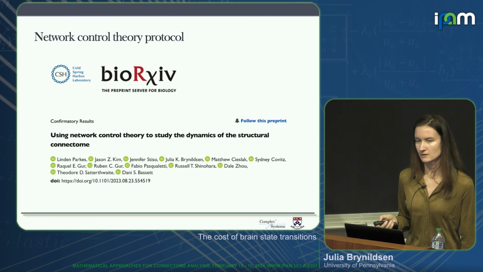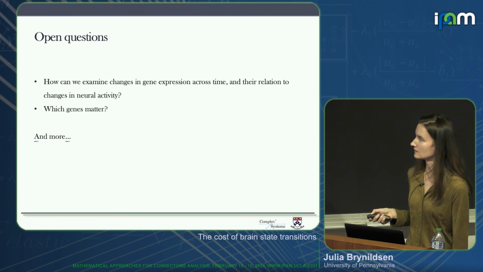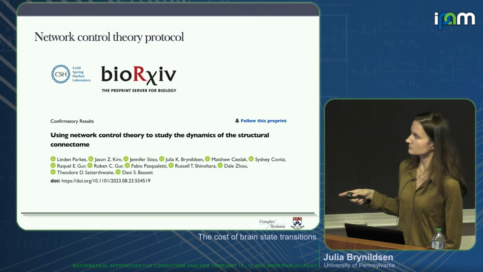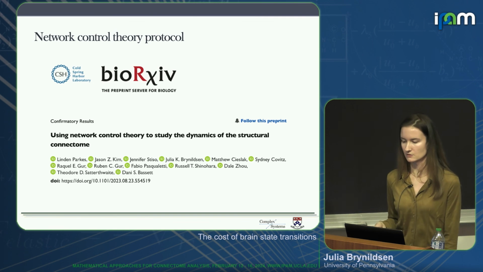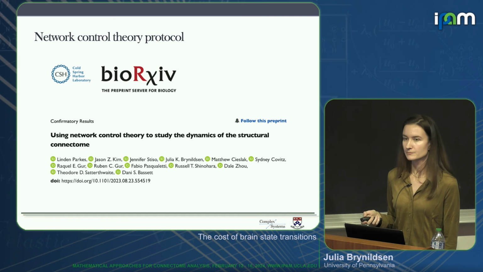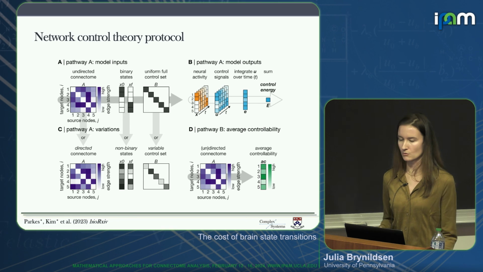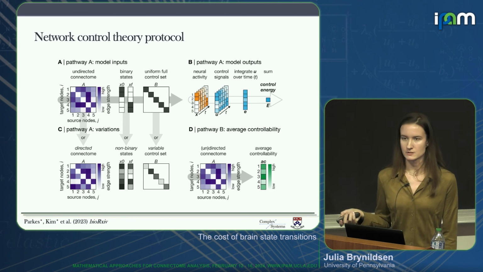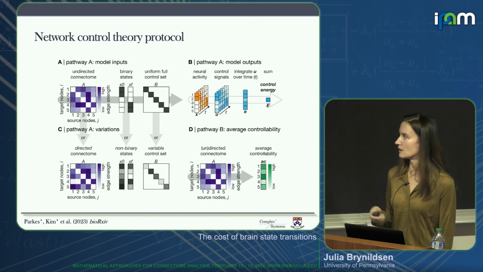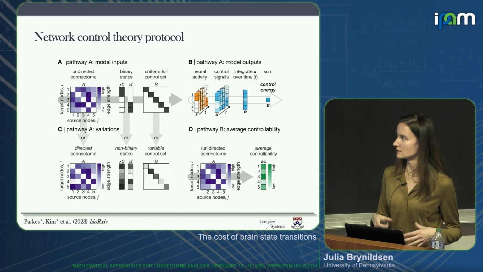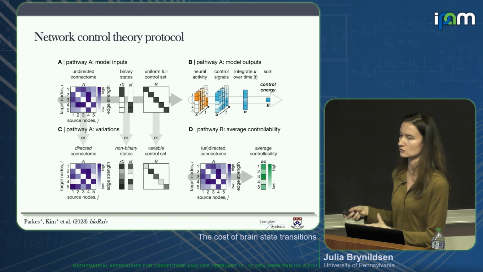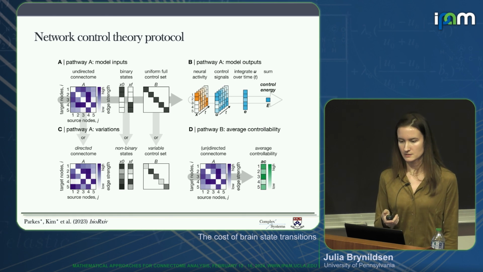And then I also just wanted to note that our group has a preprint recently out that's currently in revision, on using network control theory to study neural dynamics. So if anyone is interested in reading more, or you have a question that might benefit from a control approach, I would definitely recommend checking that out. It goes through the process for determining the inputs to compute control energy or controllability on your data set.